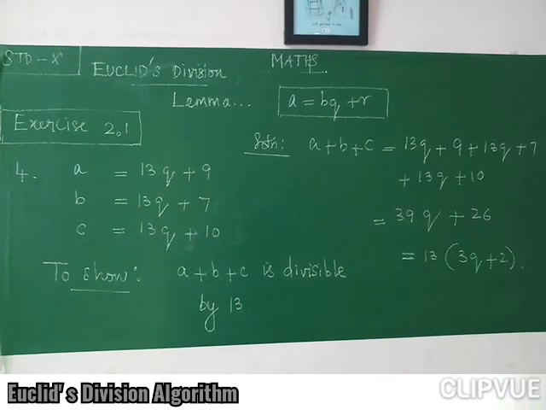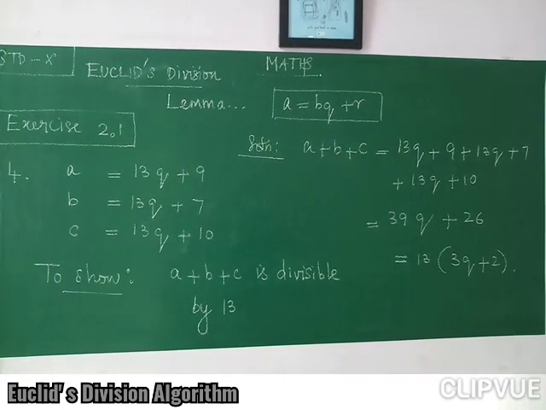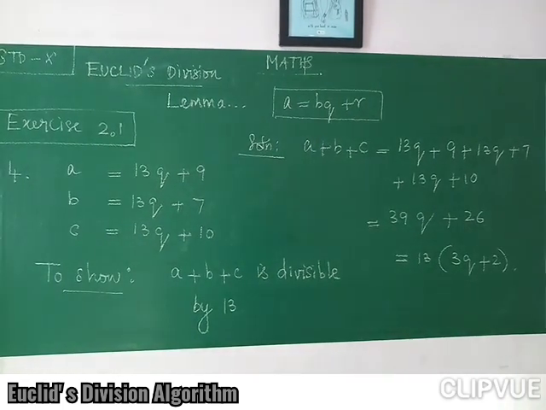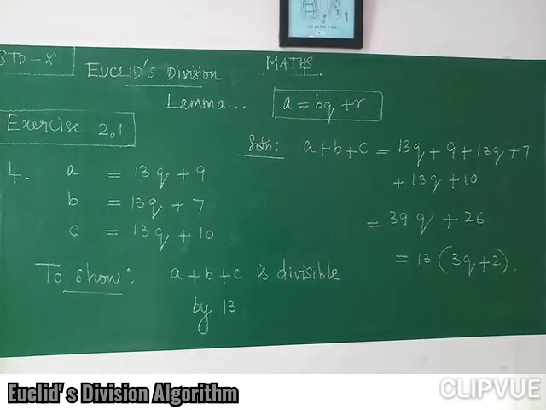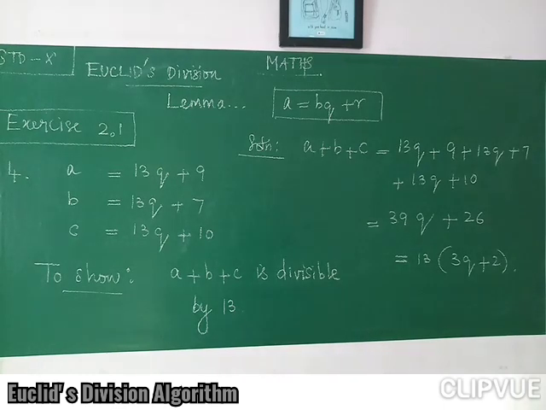So if you add them, a plus b plus c equals a's value 13q plus 9, plus b's value 13q plus 7, plus c's value 13q plus 10. If you add them, 13q plus 13q plus 13q equals 39q, plus 9 plus 7 is 16, 16 plus 10 equals 26. If you take 13 out, what do we get? Here 3 into 13 is 39, you know. So if you take 13 out, 3q plus here 2.